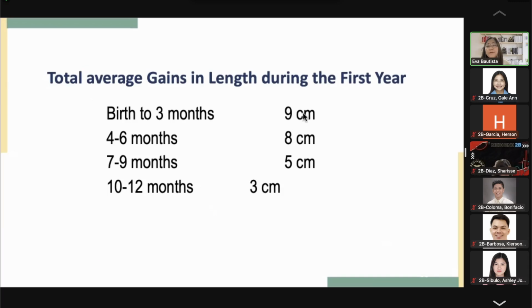So you have there the fastest growth rate in height, okay, in the entire lifespan will be the first 3 months of life, okay, wherein it grows by 9 centimeters. So that's around 20% increase in the height during the first 3 months of life, okay?